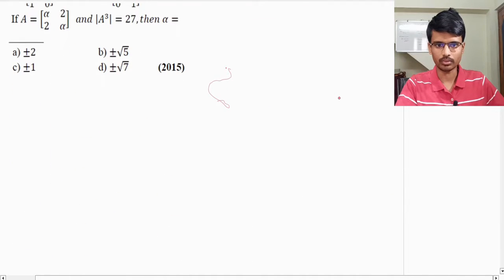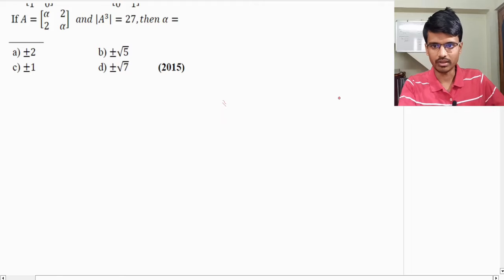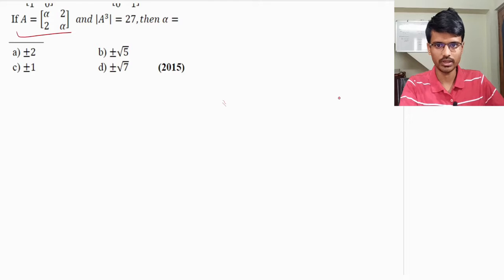Okay, so what have we got? They have given us a square matrix A, alpha 2 2 alpha, and they are asking us the determinant of A cube alpha. So here the time consuming approach would be to find out A cube and then find the determinant of that. That is going to take a lot of time.